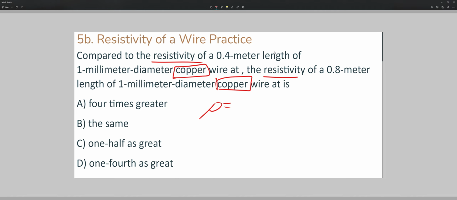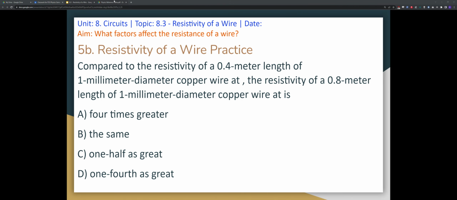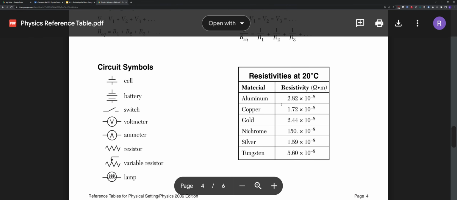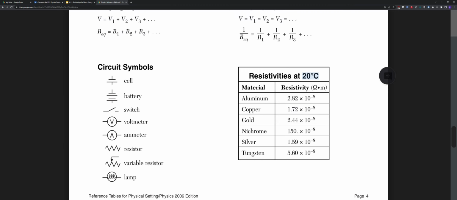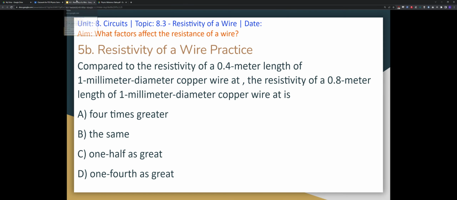It's copper. And we know that the resistivity of a copper wire really is that number at 20 degrees Celsius. And so if we're not changing the temperature, the resistivity of copper wire will always be the same. So the answer here is B, the same.